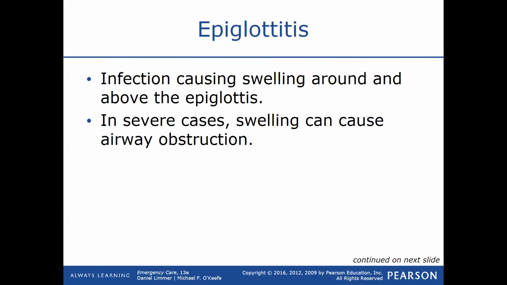So epiglottitis, who am I going to see this with the most, guys? Who gets this? Which patient? James, are you there? Can you tell me? Is James even here? Is it children? Yes, children. Children, they'll get this the most.